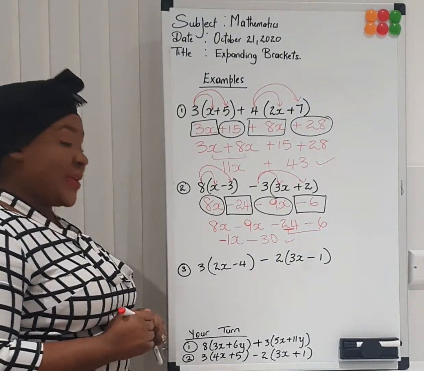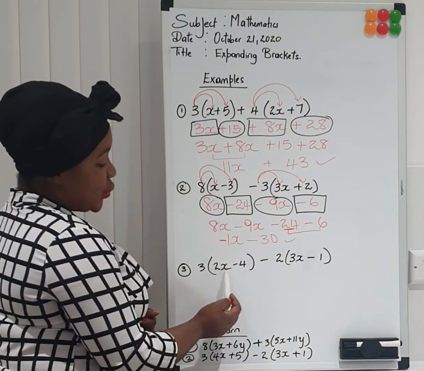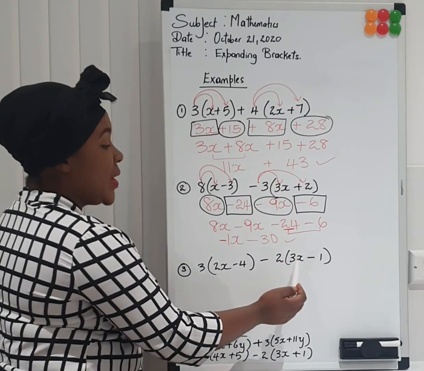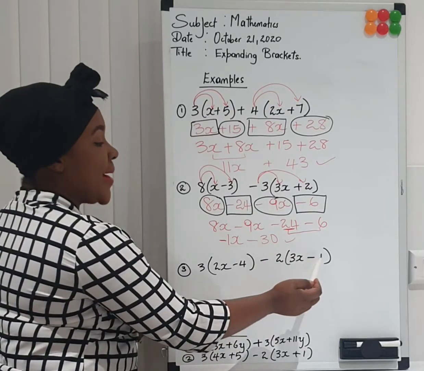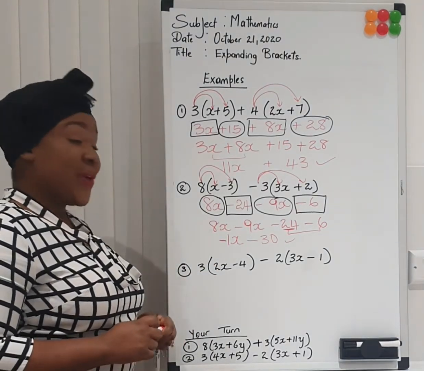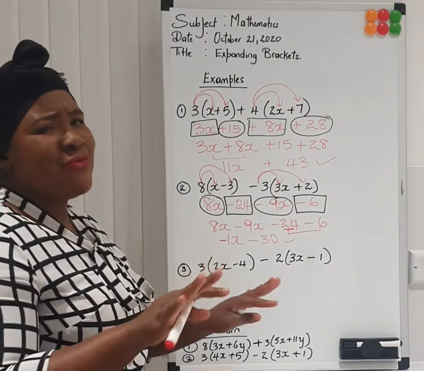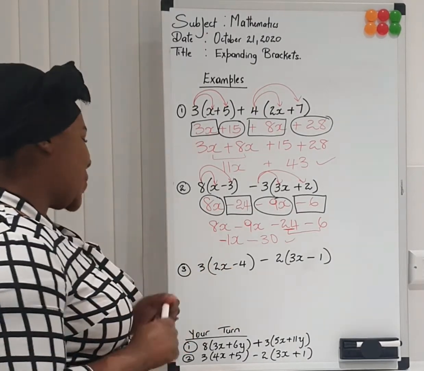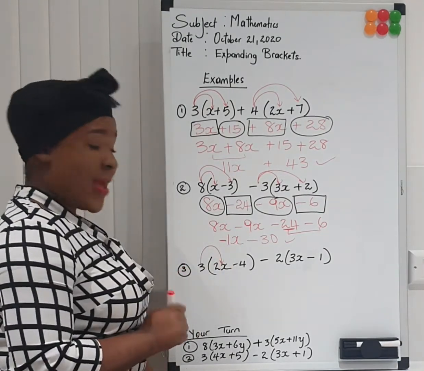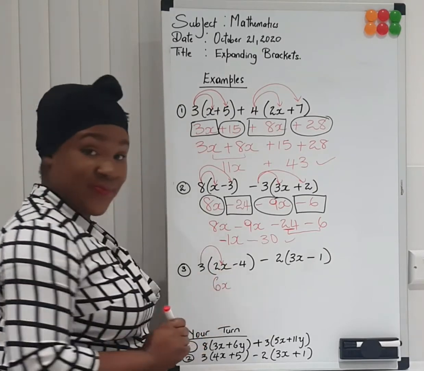So for number 3, we have 3, open bracket, 2x minus 4, close bracket, minus 2, open bracket, 3x minus 1, close bracket. And we're going to go ahead and expand. Expand means we're going to remove those brackets. Let's go. So we're going to say 3 times 2x. And 3 times 2x is 6x.